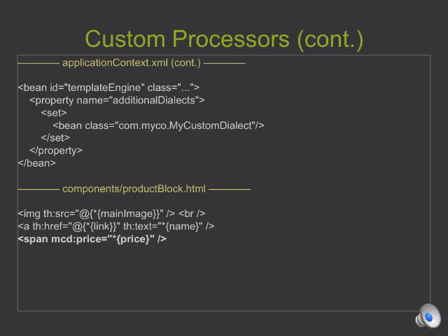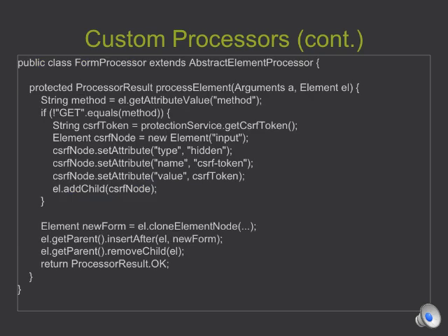Now what that lets us do in our product block is call mcd:price and give it a price object, and now that's going to go through our code there. There are reasons where you might want to provide processors that do this versus variable expressions. They're pretty similar. You can do about the same thing either way.